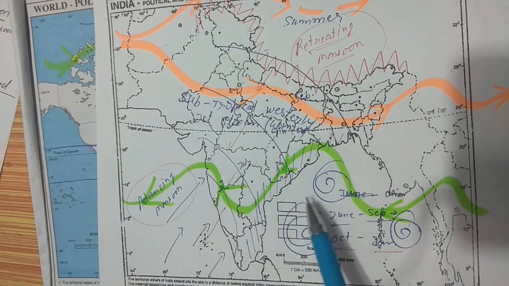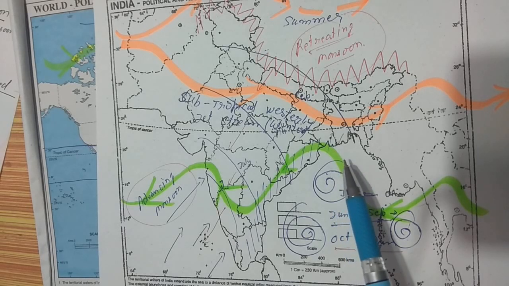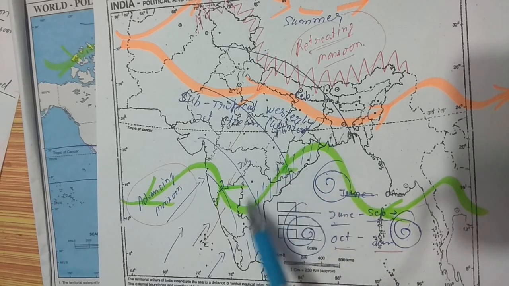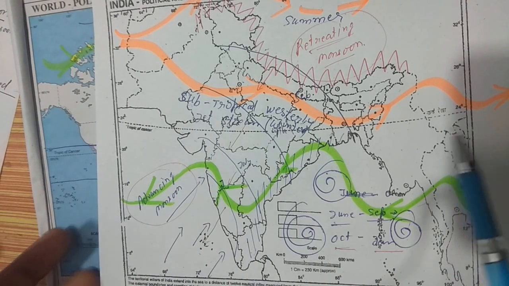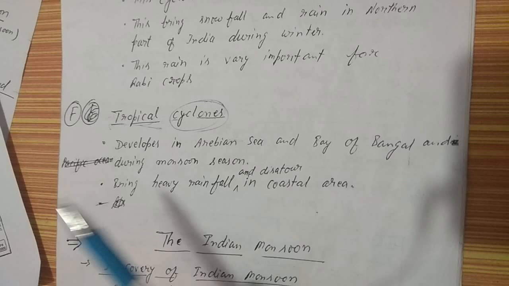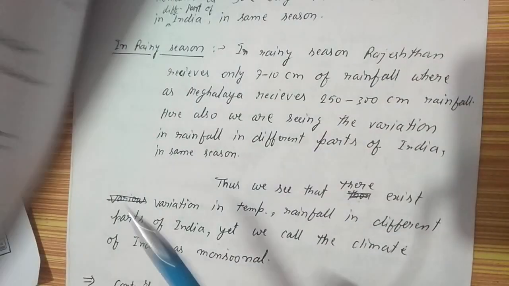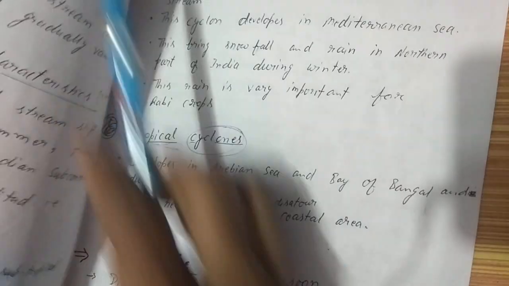Okay, so this cyclone, tropical cyclone brings stormy weather, a stormy condition and heavy rainfall in the coastal part of India. Basically, this brings rain in the coastal part of India. So this is actually a kind of affecting the climate of India. So here we end the factors which affects the climate of India.